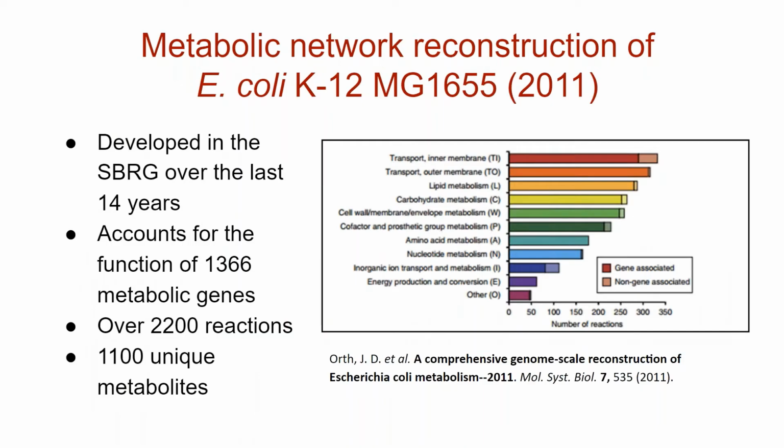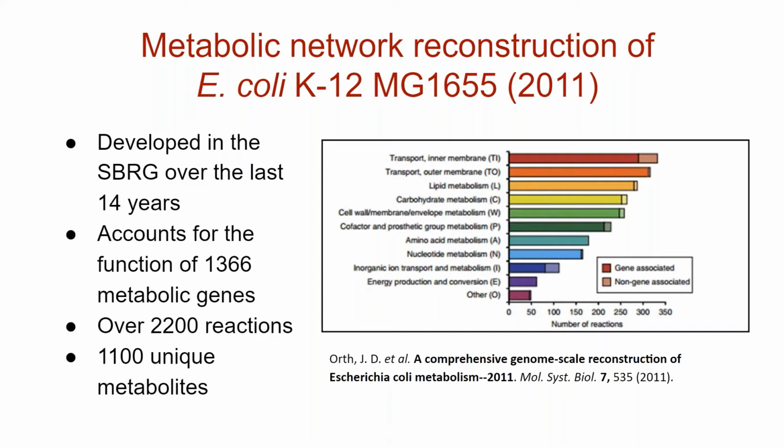This realization and further sequencing of E. coli strains led us to realize that we needed to expand our metabolic network reconstructions to cover the diversity of different strains in the E. coli species. We took this well-annotated, high-quality metabolic network reconstruction of E. coli K-12 MG1655 that was developed in our group over, at that time, 14 years, but now it's been over 20 years. It accounts for the function of 1,366 metabolic genes, over 2,200 different metabolic reactions, that participate with 1,100 unique metabolites.